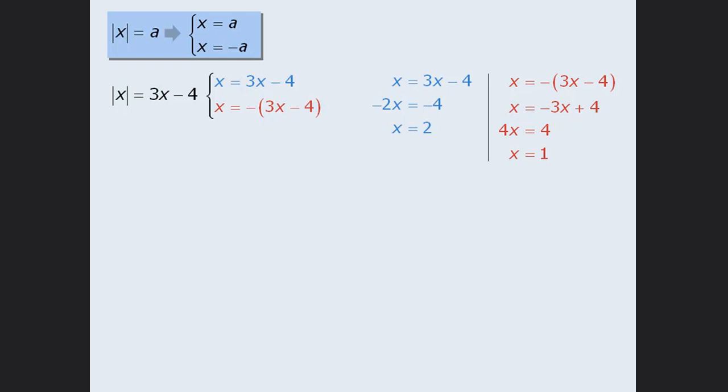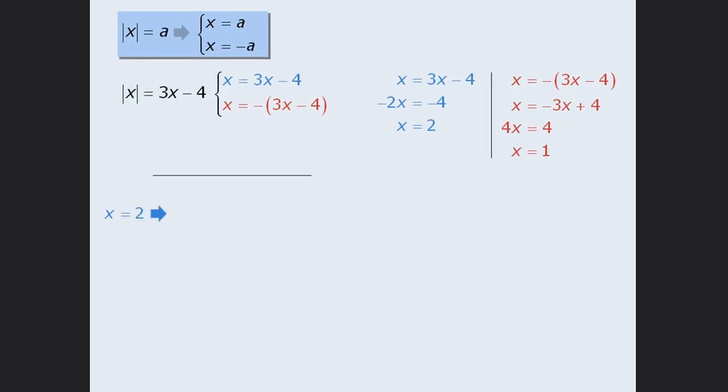However, when we solve equations involving absolute values, it is possible to get solutions that do not satisfy the original equation. These are called extraneous roots, and we must be sure to check each solution to confirm that it satisfies the original equation. So first we'll check the solution x equals 2 by taking the original equation and replacing x with 2. When we simplify, we get the absolute value of 2 is equal to 2, which is true. So x equals 2 is a valid solution.